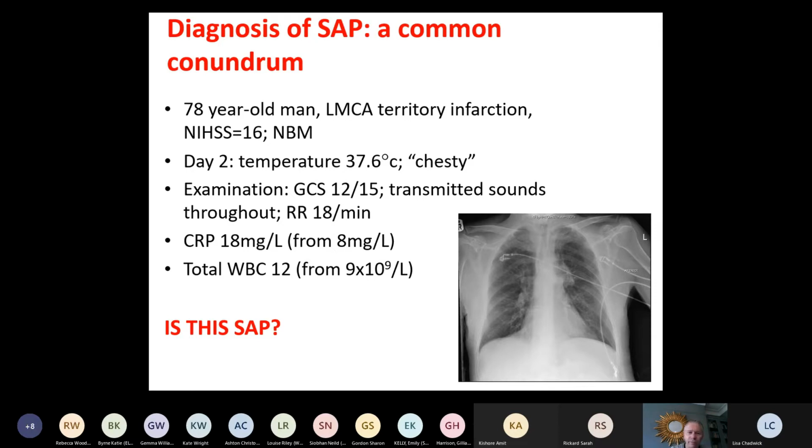So the question in this sort of patient is: is this actually SAP? Does this warrant antibiotics being started? And more realistically, does this justify not only antibiotics starting, but antibiotics being continued for at least 7 days? Next slide, please.